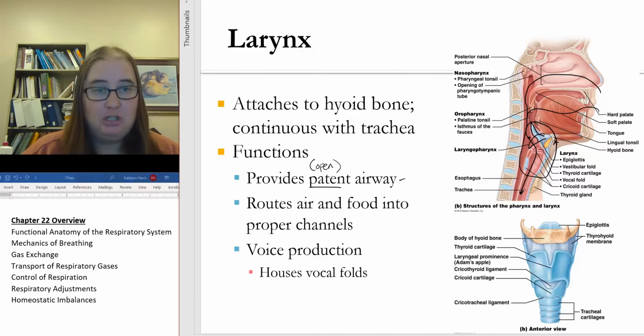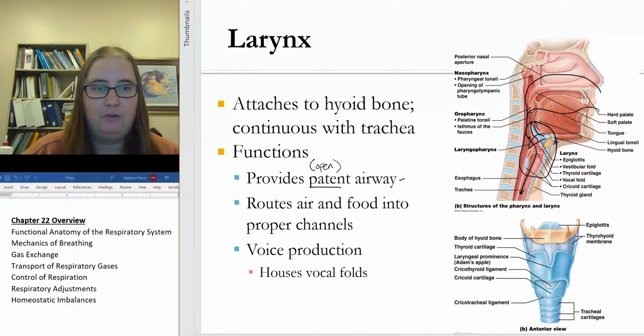In addition to rerouting our food particles or our air to the proper channels, the larynx is also the site of voice production. So this houses our vocal cords, or vocal folds. This is a sagittal view of that region.